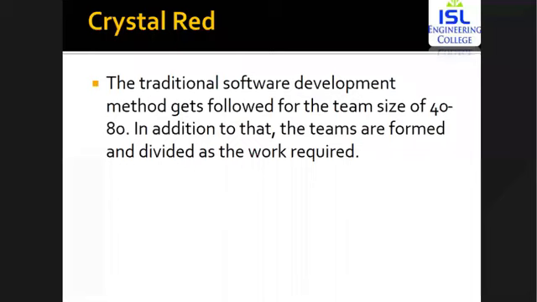The next one is crystal red. Now within the crystal red, the traditional software development methods get followed by a team of 40 to 80 members. That's the crystal red team. This is a large project, so the team members can vary from 40 to 80 members based upon the size of the particular project and the priority of the project.